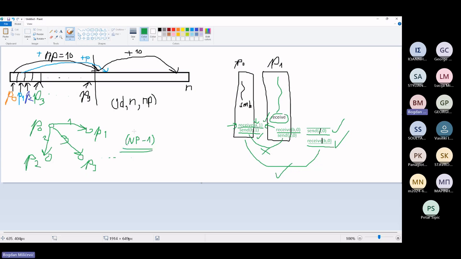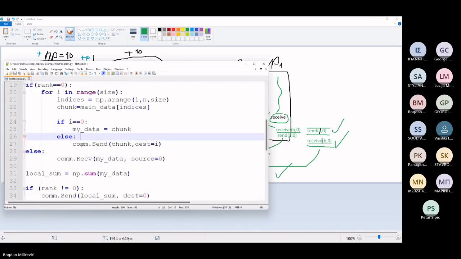Later, we will do a more efficient way to communicate between the processes, especially with collective communications. For now, the number of communications between the processes is number of processes minus one. For example, if there were 4 like this, then there will be three exchanges, 3 sends and three receives. Okay, so that was one part.